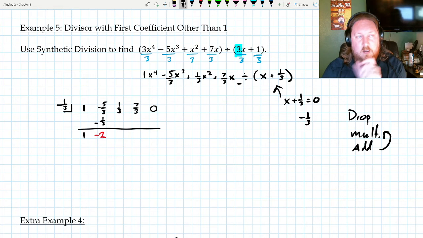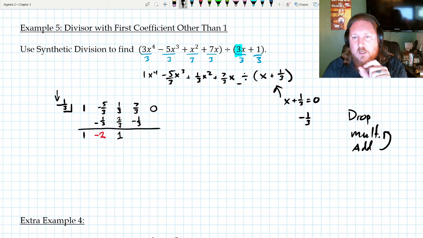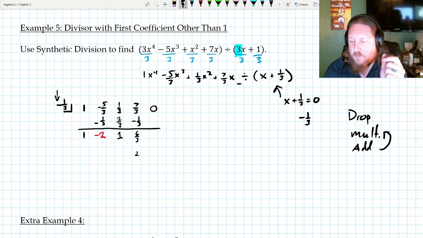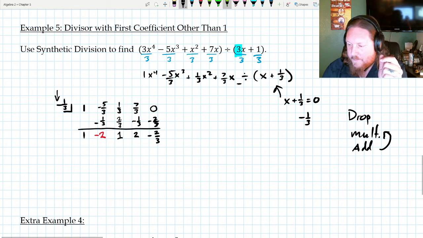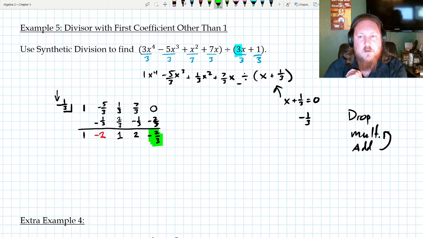I'll tell you, the one thing that does get people the most on this is this negative sign on here and making sure you keep track of it when you multiply. Negative 1/3 times negative 2 is positive 2 thirds. Add those together, you get 3 thirds, or 1. Negative 1/3 times 1 is negative 1/3. Add those together, you get 6 thirds, which, hey, guess what? Again, that's 2. Negative 1/3 times 2 is negative 2 thirds, and add that to 0, you get negative 2 thirds. But remember, this piece down here is the remainder.